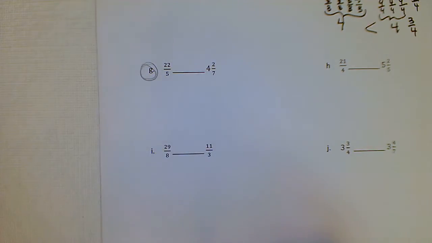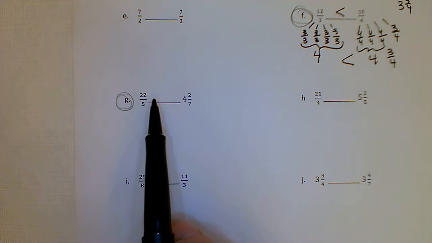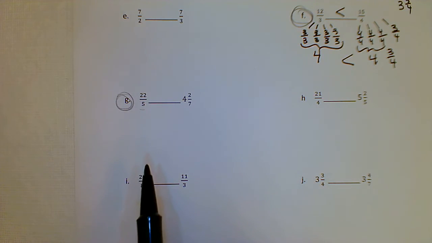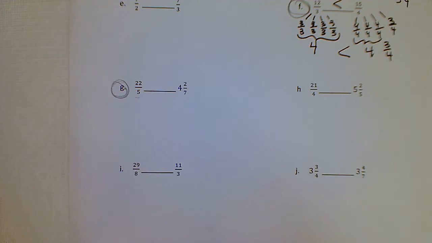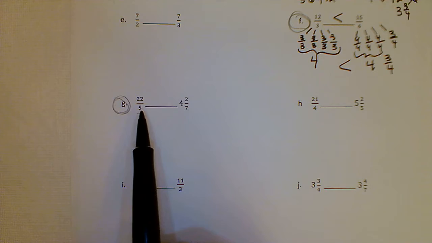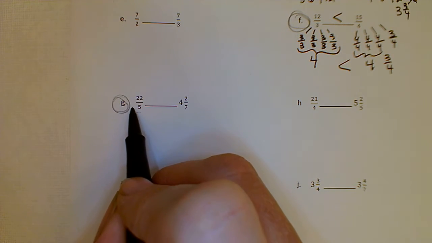Okay, so let's do 22 fifths and 4 and 2 sevenths. So for this one, again, the first step is I'm going to convert my 22 fifths into a mixed number. And if I look at that, again, I can do my multiples of 5, and I can say 5, 10, 15, 20. That's 4 wholes, and I'd have 2 fifths more. But let's do it the longer way.